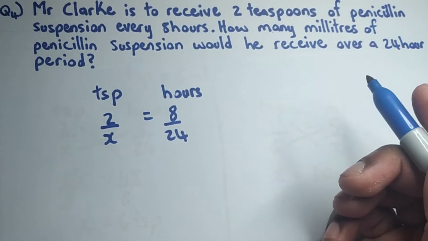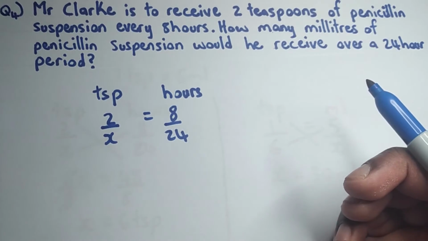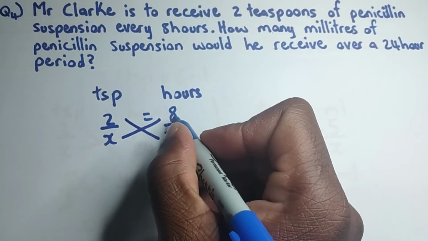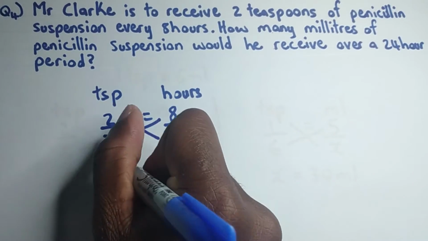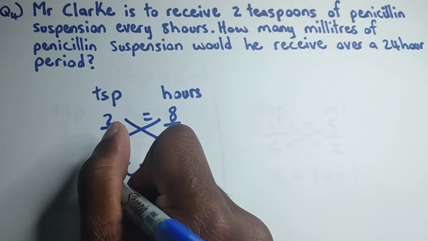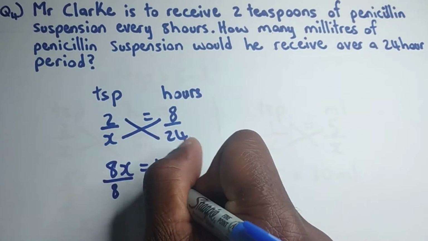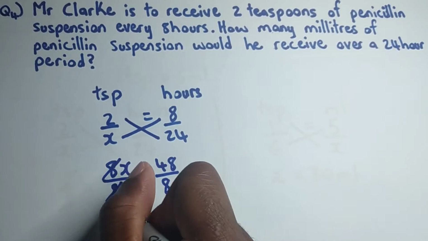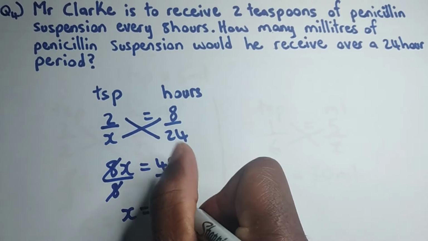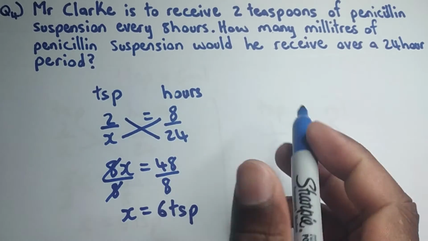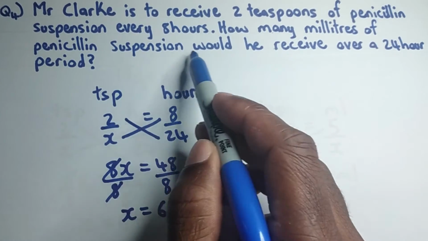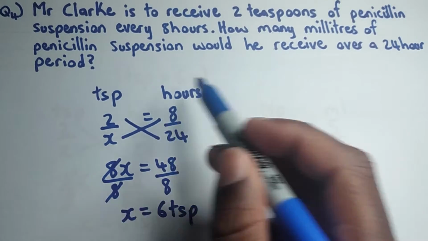All right. So that is how we'll approach this particular question. So what we can do now is to cross multiply. So 8 times x, that's 8x. 2 times 24, that's 48. And we can now divide both sides by 8. So 8 cancels 8, and x is equal to 8 into 48 goes what? 6 times. So this is 6 teaspoons. So he will actually receive 6 teaspoons of penicillin suspension over the 24-hour period.